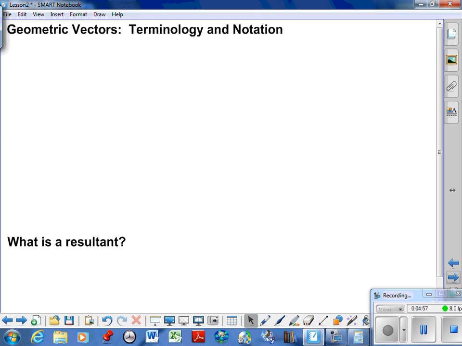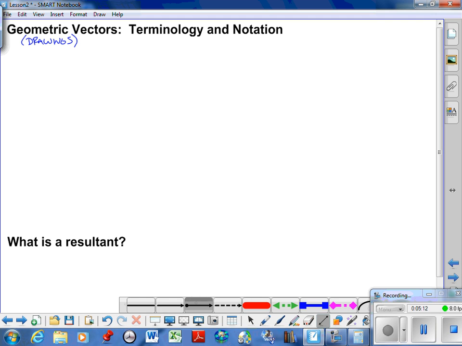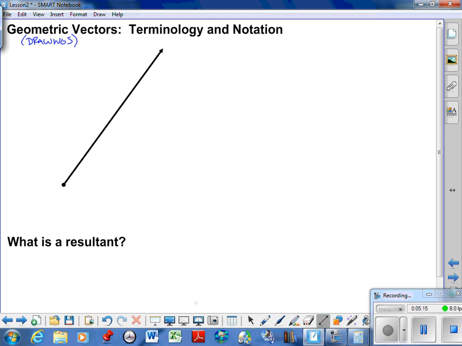Geometric vectors. So geometric is just a fancy way of saying drawing or pictures. Drawings of vectors or pictures of vectors. So terminology and notation. So what is a vector? A vector is a line that looks like this. So there we go. I just drew a vector. It has what we call a tail, which is the starting location. All right. It has a head, which is the end location.